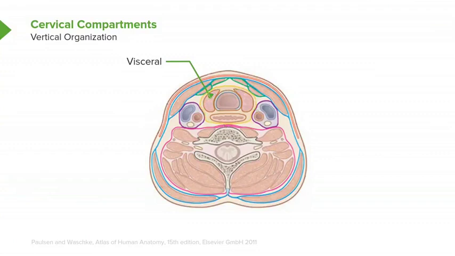It is surrounded by the yellow line, which is a sheath, and we'll get to that sheath and its name shortly. But the visceral compartment contains the thyroid gland. See one lobe there and the opposite lobe here. We also see in this view the trachea, and then lying posterior to the trachea, we have the esophagus.